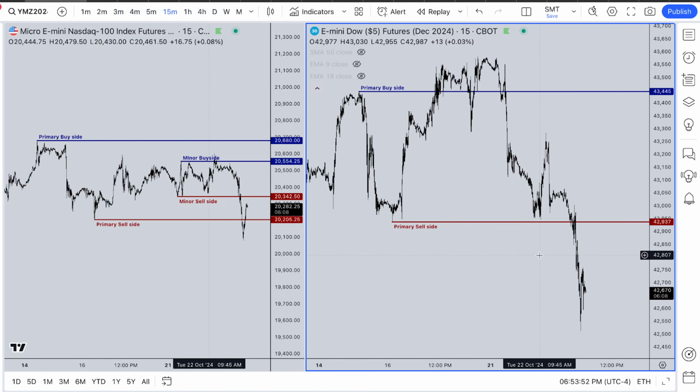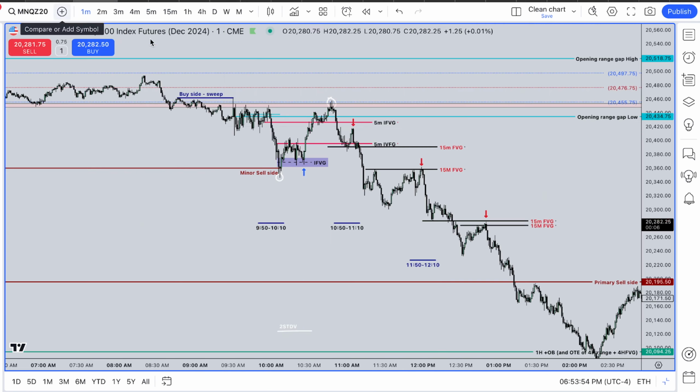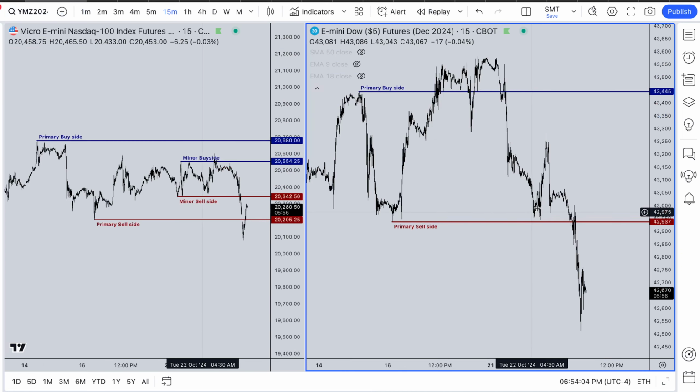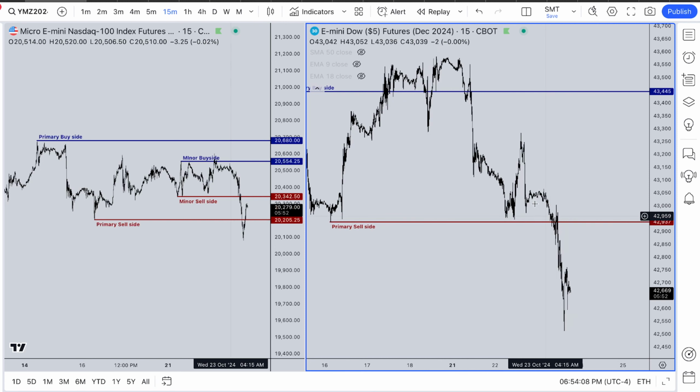Let's see, 10:30, something like that. This is the reason why I went higher, because we decided to leave that low open, probably for the afternoon, to take the primary sell side at the Dow.